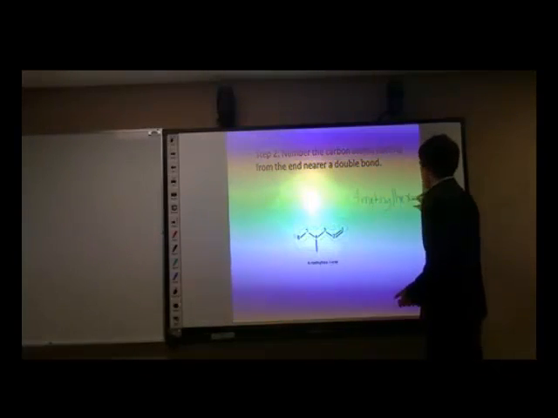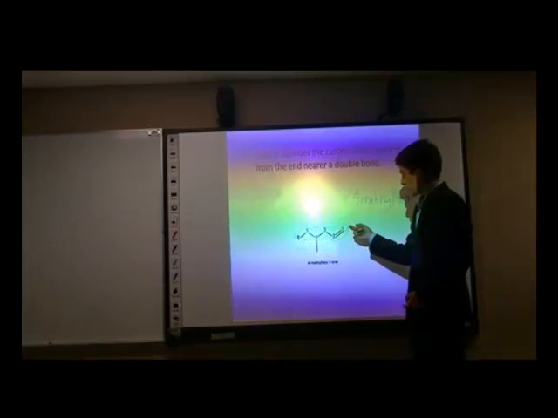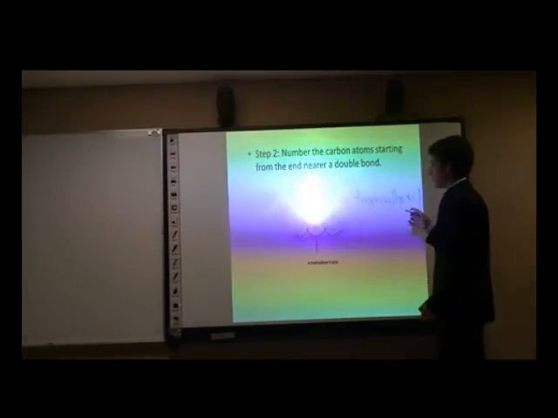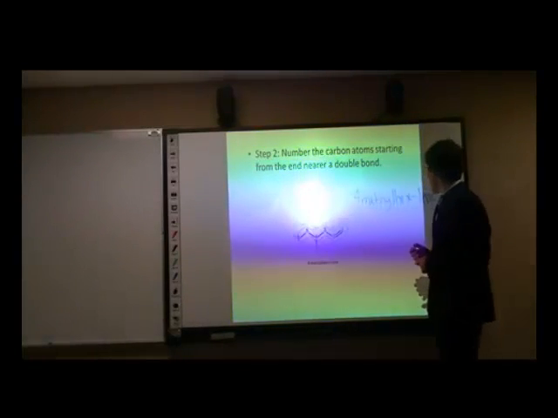4 methyl. The double bond is in the first position. It's a 1, and since we only have one double bond, it's a hexene. It's a 4-methyl-1-hexene.